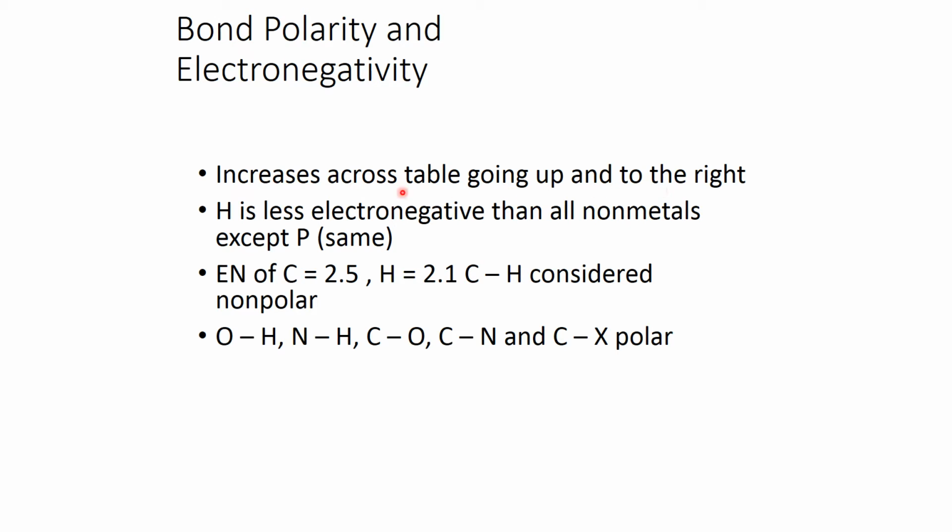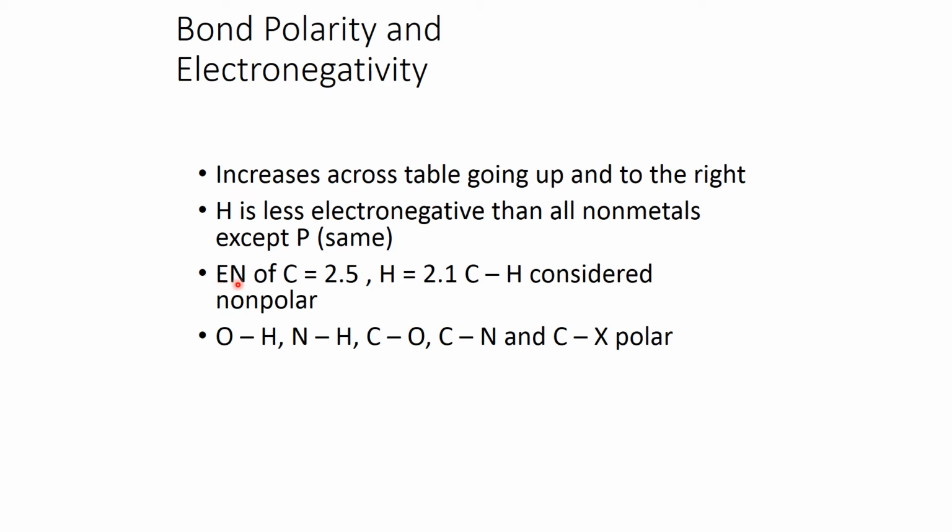Now, the only one that we have to worry about is hydrogen, because hydrogen is a nonmetal, but it's not over there with the nonmetals. It's on the metal side of the table. Just remember that hydrogen is less electronegative than all the nonmetals except for phosphorus, and it's the same as phosphorus. But we're not going to see too many phosphorus-hydrogen bonds in organic chemistry.